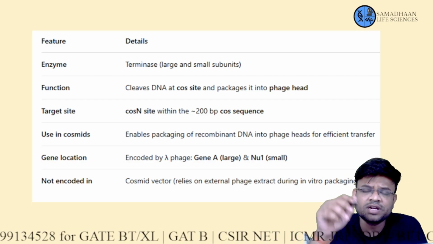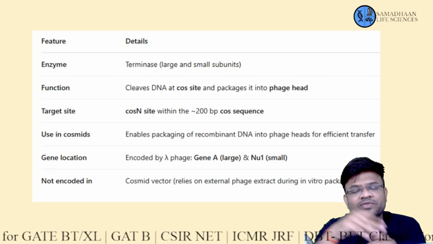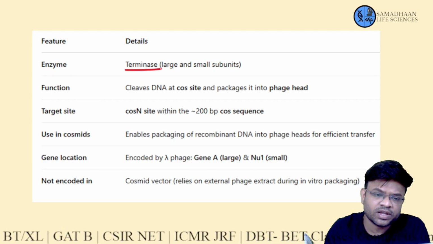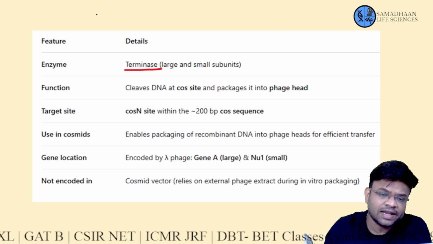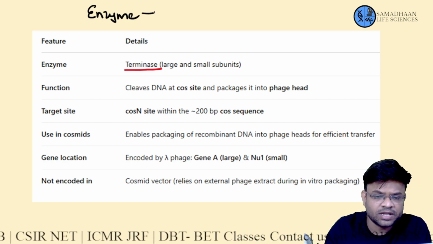There are certain important points that I want you to understand before we move on to the cosmid vector details. Now we are talking about the enzyme terminase over here. So let me just highlight this, that we are talking about the enzyme terminase.